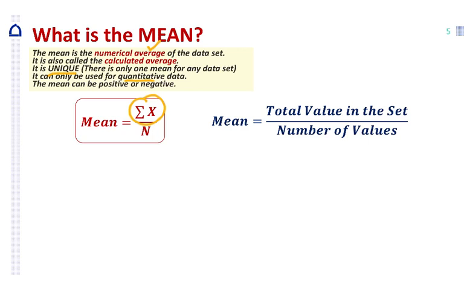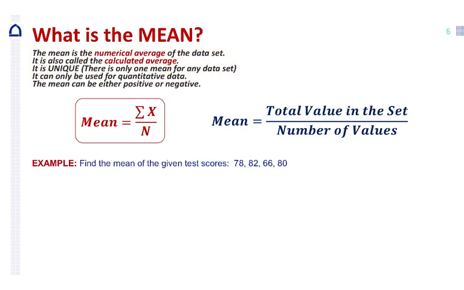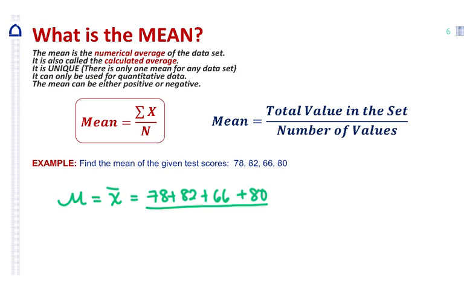So let's do an example. Here we have some test scores, and they want us to find the mean. We can use this curly M to stand for mean, or we can use this X with the line over it. Basically, we will add up all the test scores and divide by how many items we just added: 1, 2, 3, 4. And then we will get a mean of 76.5.